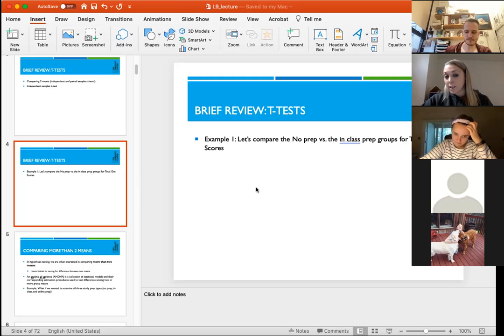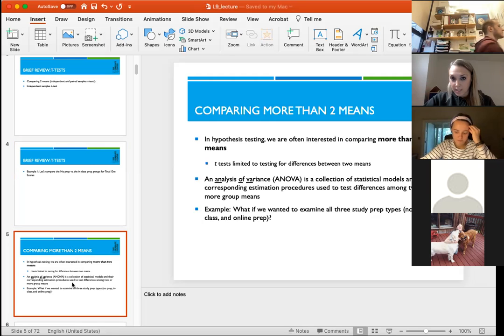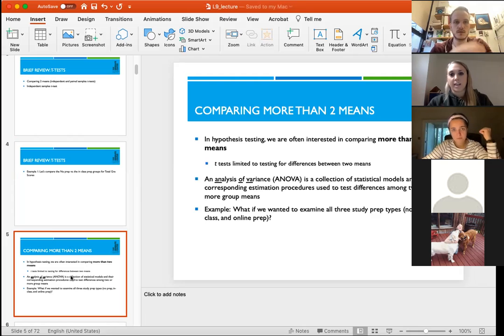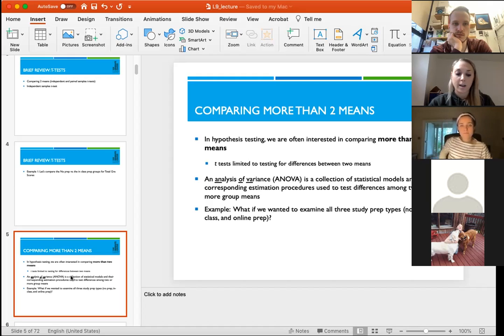But if you remember from that data set, we actually had a no prep group, an in-class preparation group, as well as an online prep group. If we wanted to compare all three of those to see if there were differences in how each group performed on the GRE, we would not be able to use a t-test because, well, we'll go into why in just a second. Essentially we need a different test for this because of increasing your type 1 error rate.